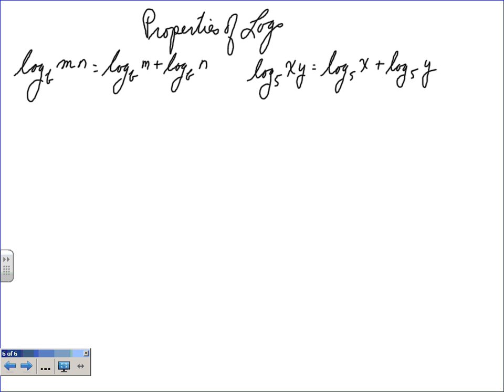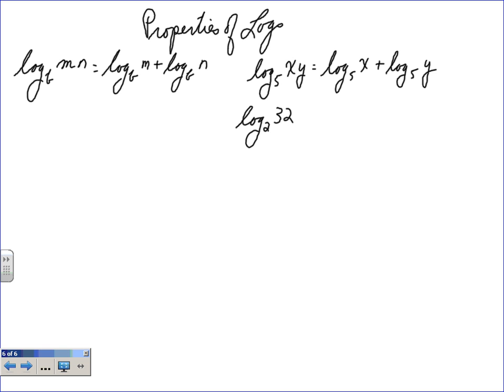I'll give you a real simple example here. Log base 2 of, let's say, 32. We really wouldn't need it here. What's the answer to that? What's log base 2 of 32? What does that equal? 5. Right, 2 to the 5th power is 32, so it's 5, okay?